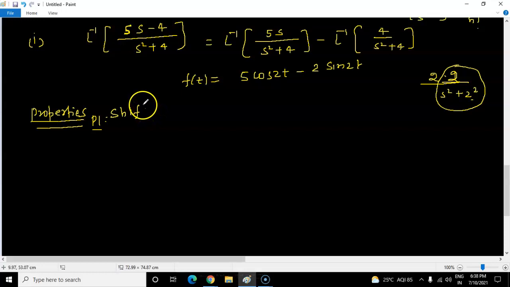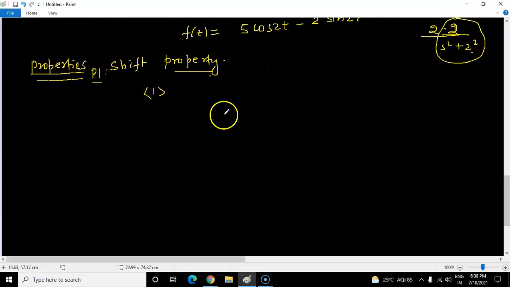Shift property. Like that which we studied in the Laplace, the same here you have to understand in the inverse. First I will write in the Laplace which we studied. That will be easier, because Laplace we have done so many classes and so many lectures, and we have taught you properly. So if you know the Laplace, the inverse is just you have to think in the reverse way.